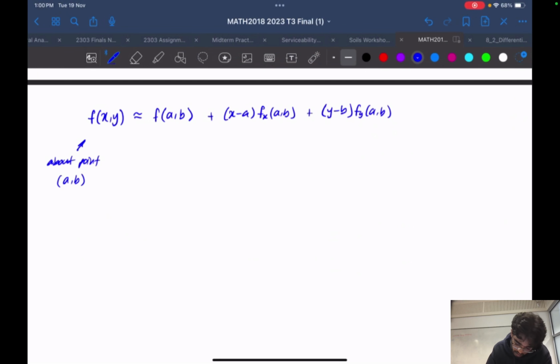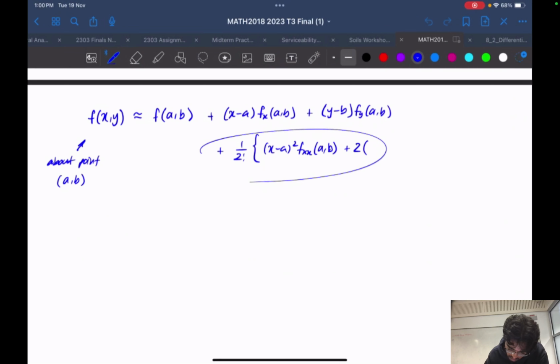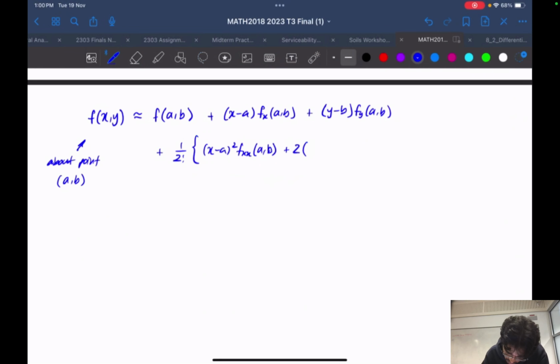(a, b) plus 1 over 2 factorial of x minus a all squared f_xx (a, b), and I'll quickly explain what f_xx, f_x, and f_y are, plus 2 times x minus a, y minus b of f_xy (a, b), plus y minus b all squared f_yy (a, b). Okay?